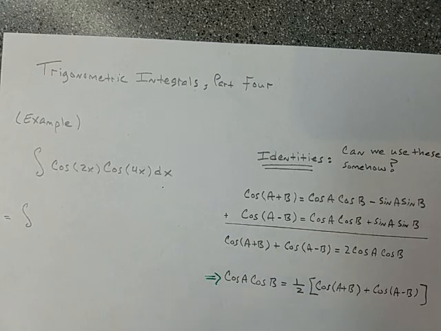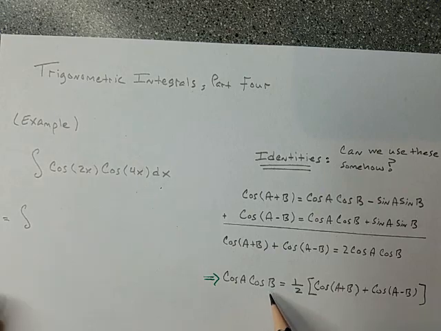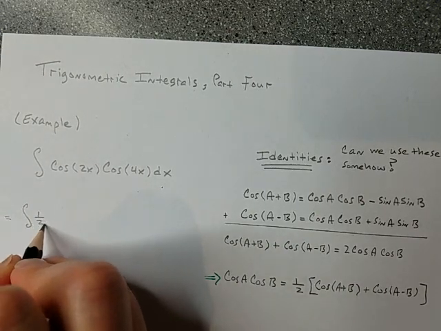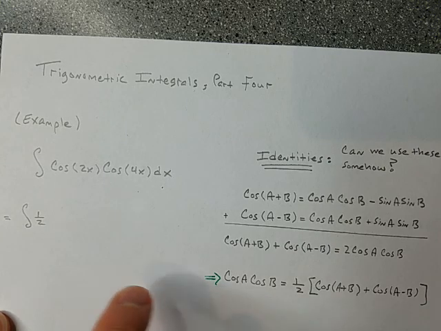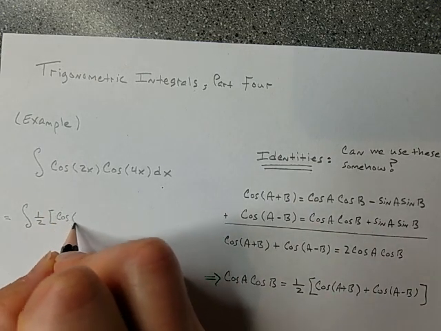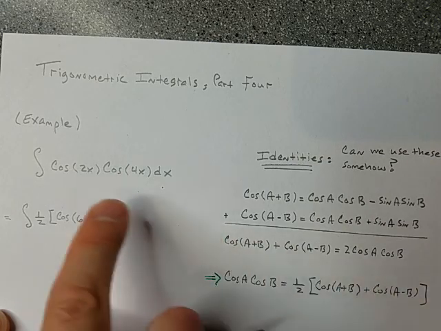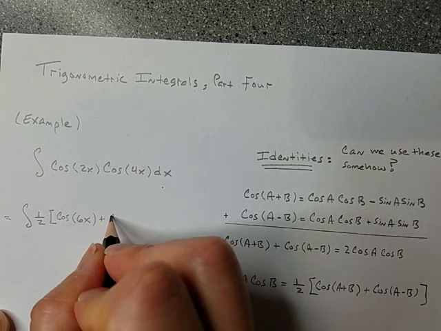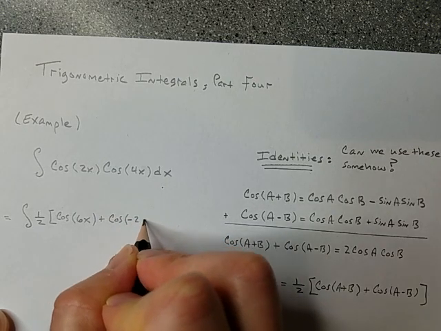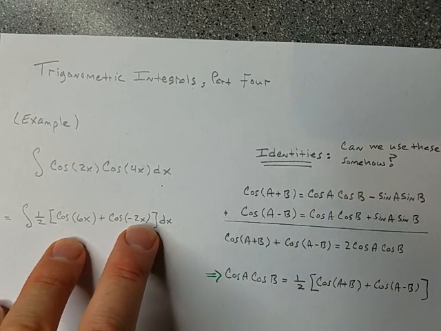Okay, and I see that the A is 2x and the B is 4x. All right, so if I use this identity here, seeing that angle A is 2x, angle B is 4x, I'll get 1/2 cosine of A plus B, so that'll be cosine of 6x, okay? And then plus cosine of A minus B, so that'll be 2x minus 4x, so I'll get cosine of negative 2x. Okay, and this is something that can be done by u substitution.